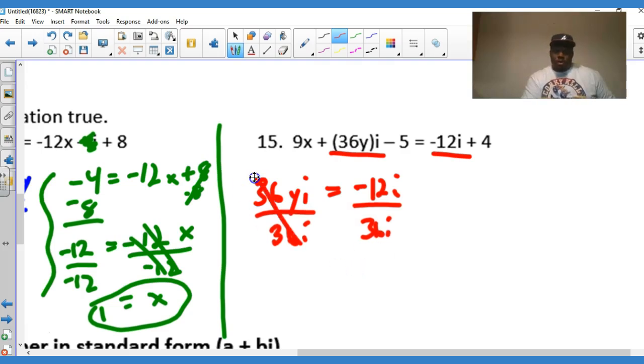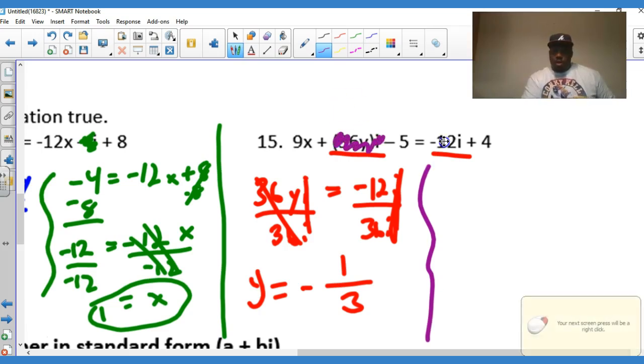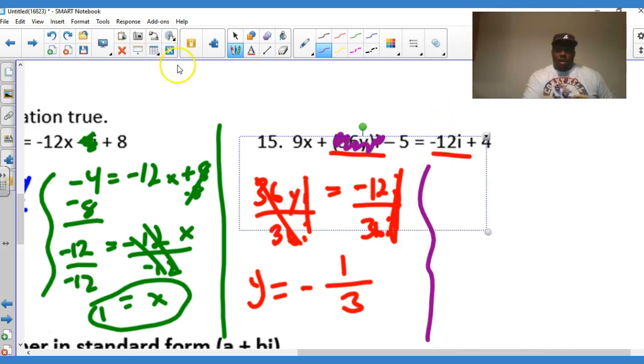Now, over here that cancels, so y is isolated. And now I have negative 12i over 36i. The i's, of course, cancel. We have negative 12 over 36. Both of these numbers divide by 12. So negative 12 divided by 12 is negative 1, and 36 divided by 12 is 3. So y equals negative 1/3. And over here, if you look at what's left, I cross this out so you'll have that as a reference.